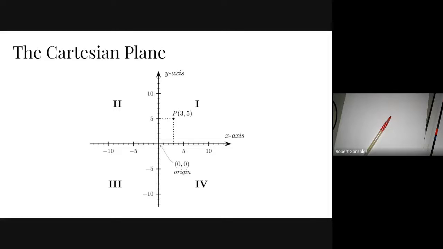Does everyone understand how to plot coordinates? Give me a thumbs up if you know how to plot coordinates. Thumbs down if you don't. Let me ask you a quick question. The point 6, 0, what quadrant is 6, 0 in?